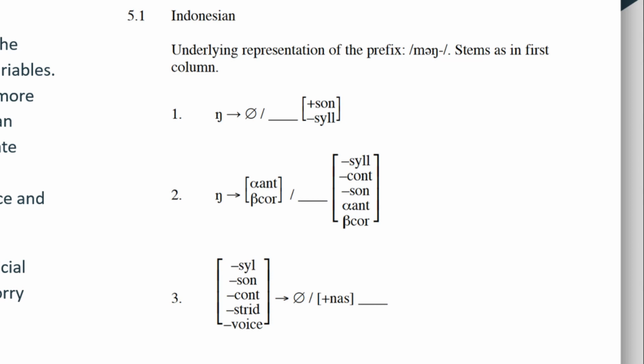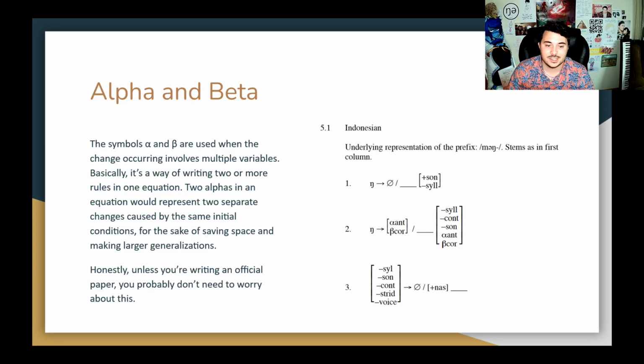Two alphas in an equation would represent two separate changes caused by the same initial conditions, for the sake of saving space and making larger generalizations. But really, unless you're writing an official paper, you probably don't need to worry about saving space this much. It basically just puts two different conditions into a single formula.